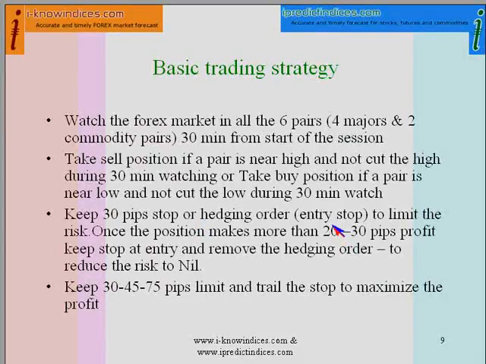Once the position makes profit, you don't require the hedging. You remove the hedging order, keep a stop at entry, try to trail, and keep a limit of 30, 45 or 75 pips depending upon the type of momentum you come across in the market. If the market is subdued, and the spread between the high and the low is less than 75 pips, then you aim for 45 pips profit. If the spread between the high and the low is more than 75 pips, then aim for 75 pips profit. Then you will be able to definitely get that. That is how you will be able to identify the momentum in the respective currency pair.